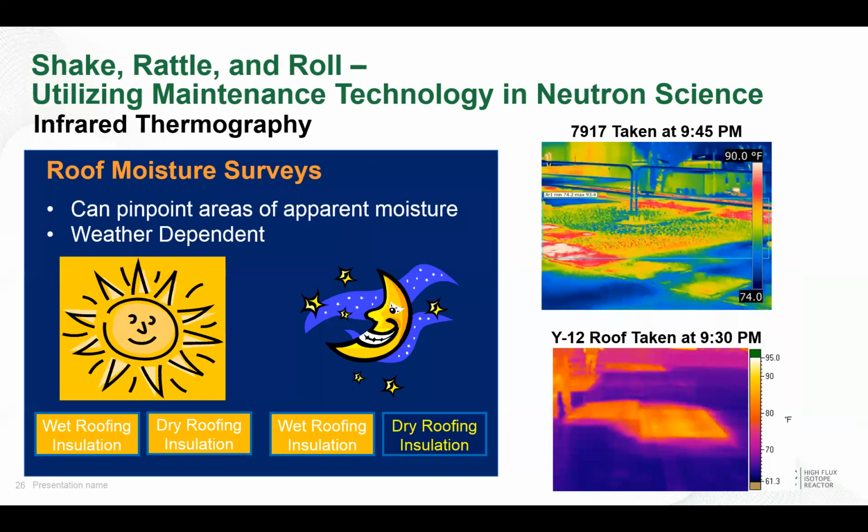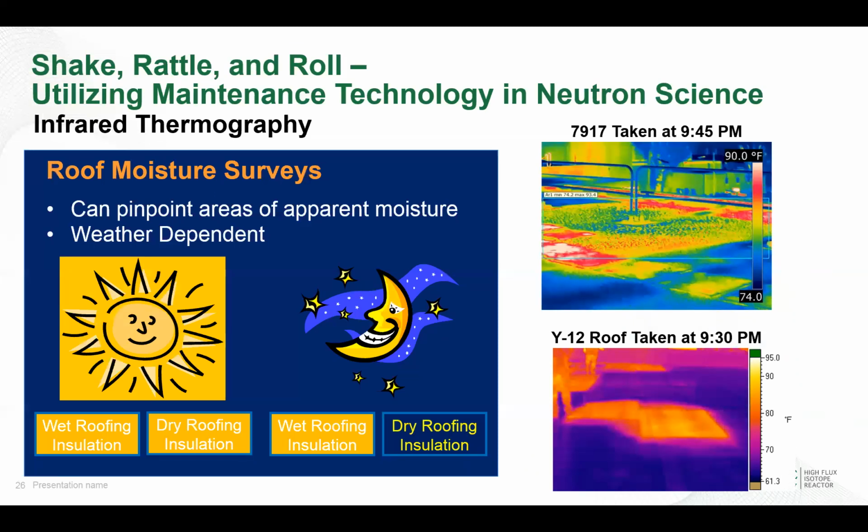The first thing I want to talk about is roof surveys. Roof surveys are interesting because during the day, your dry insulation and your wet insulation warm up at the same rate, and it has to be a sunny day. A day like today, which is really cloudy, wouldn't work. Then at night, your wet insulation dries slower than your dry insulation.